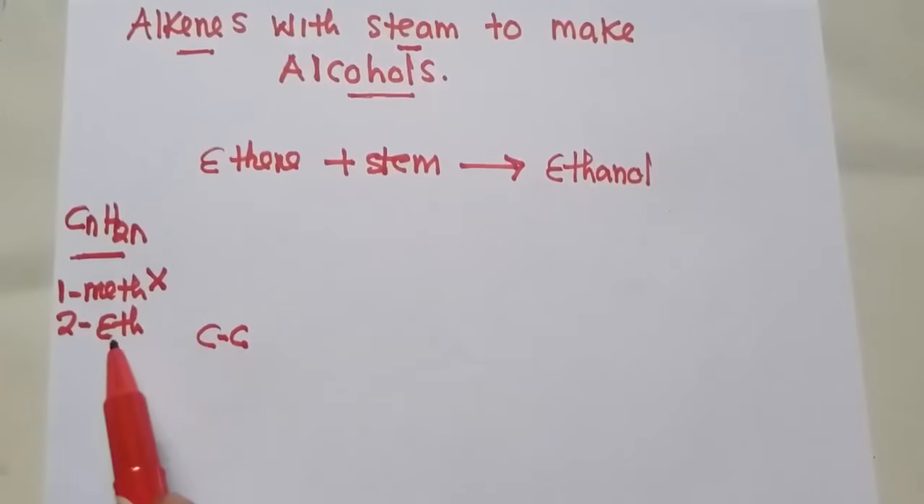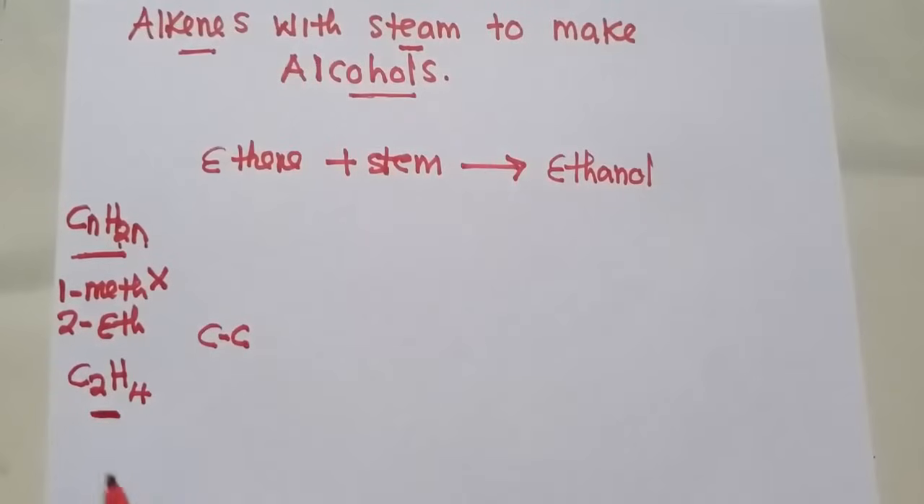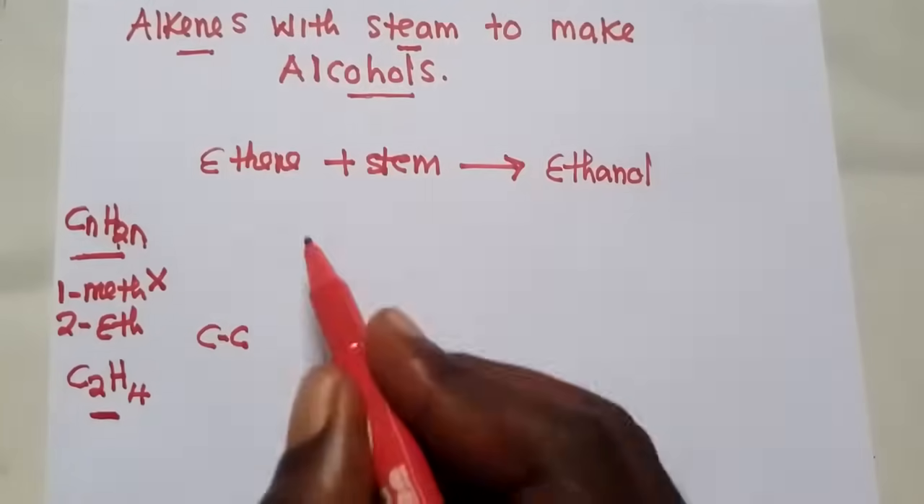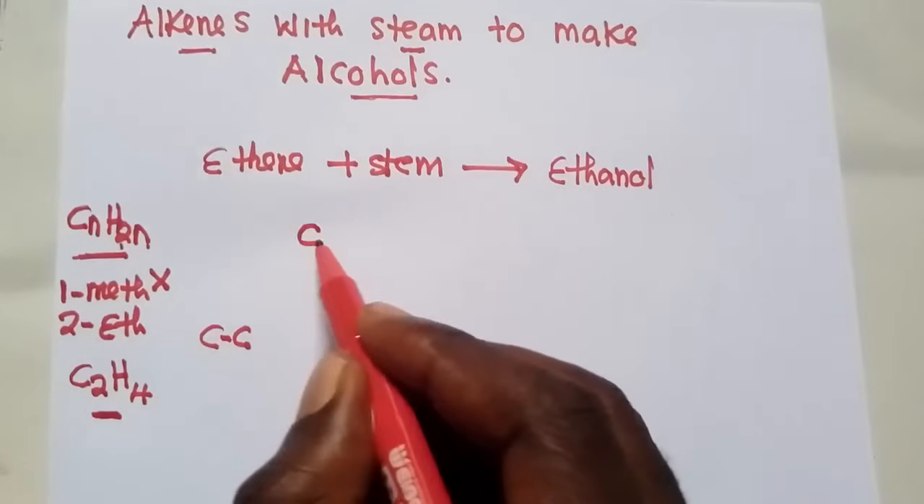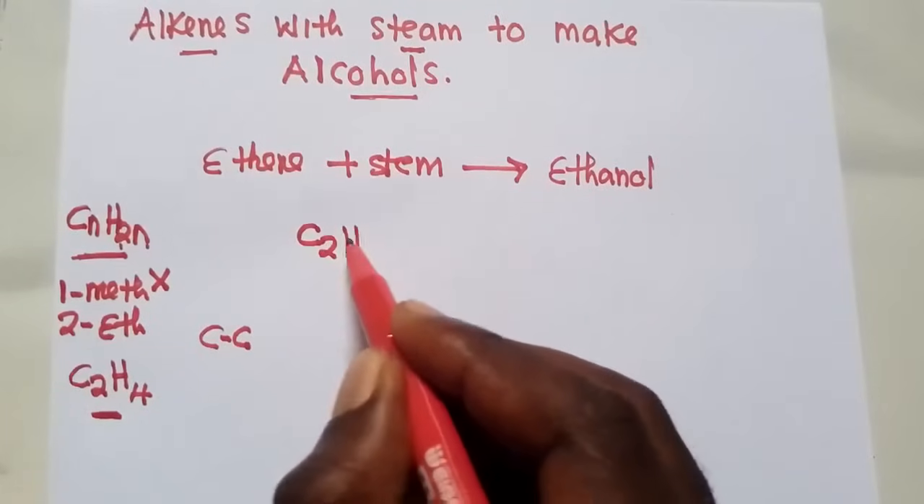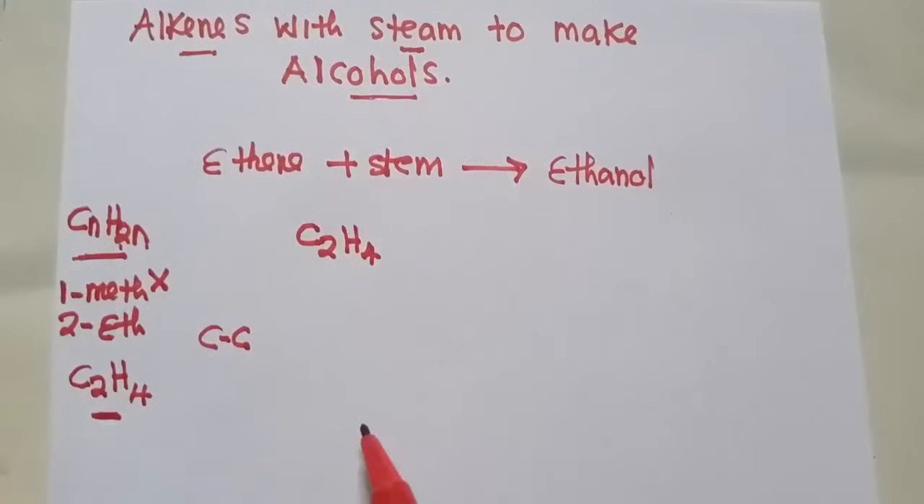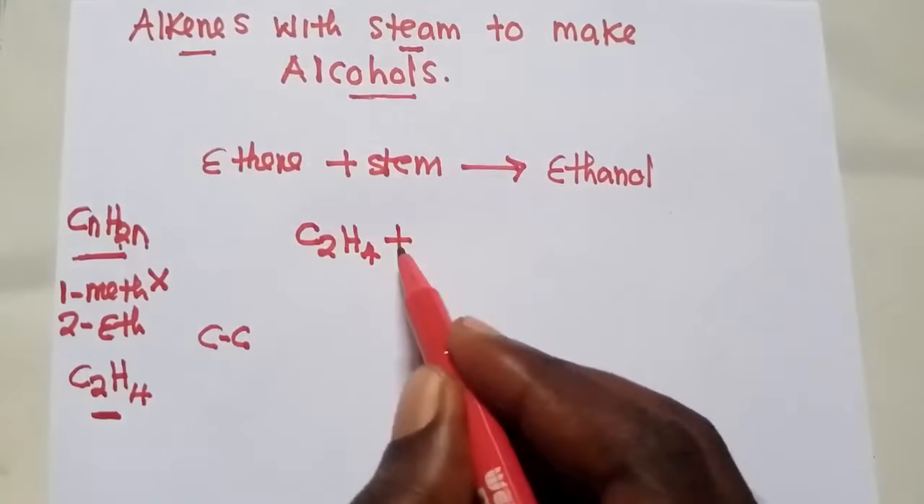So the way ethene is, have you seen? Ethene is at position 2, so n is 2. So C2H, and H is 2 times 2, which is 4. So this is ethene. I'm going to say ethene is C2H4. That is ethene. Ethene is reacting with the steam.